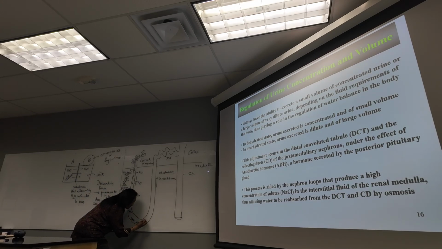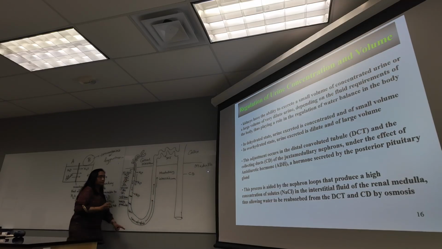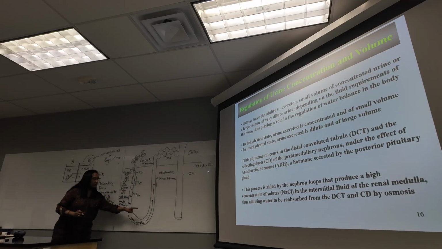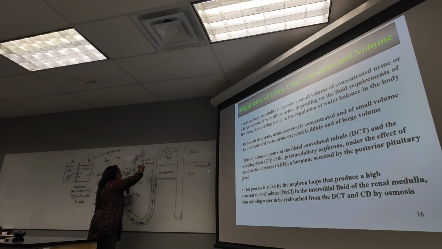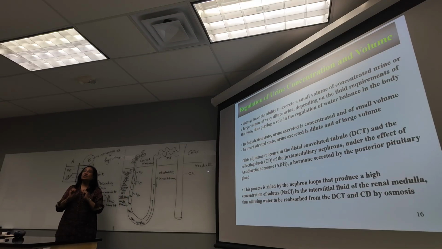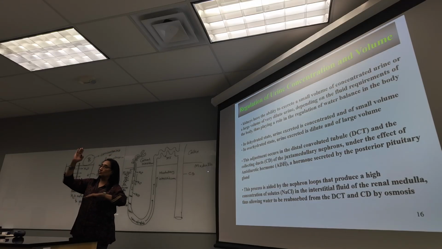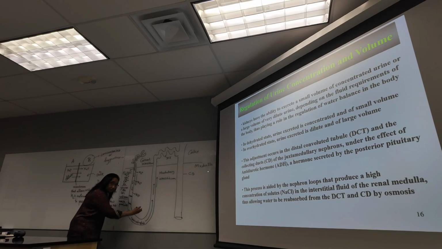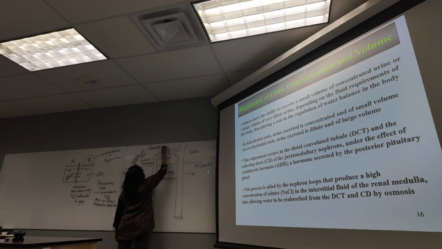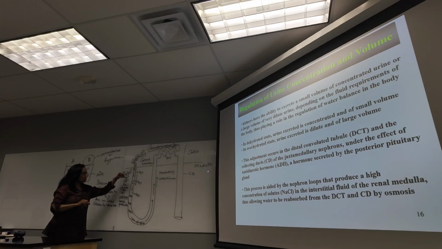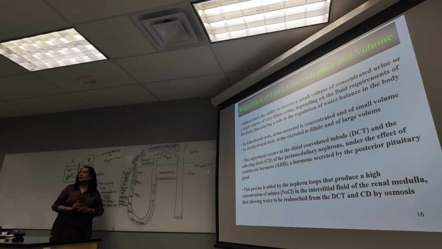Now this filtrate will start moving upwards, because the loop loops around and it goes up. Because the filtrate is flowing in two directions in the loop, we call this counter current, because one side it is going down, the other side it is going up. So this type of flow of fluid is called counter current flow. Where do you see this counter current flow? In the loop.